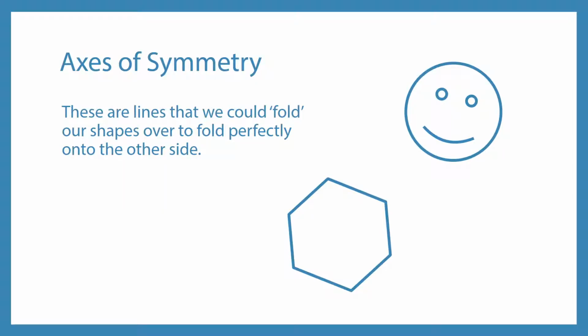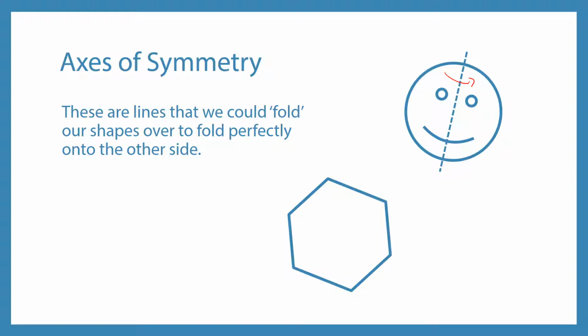So there's two types of symmetry we're going to look at. The first one is the axis of symmetry. This is where we could fold our shape across itself and it'll match the other side. So our smiley face here has one line of symmetry, or one axis of symmetry, because we could fold our face over here and it would match perfectly.